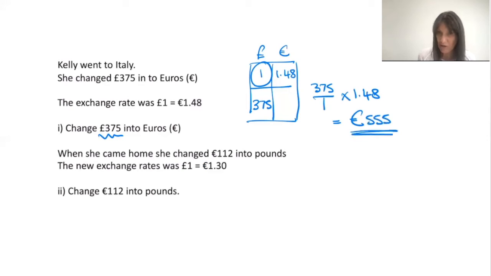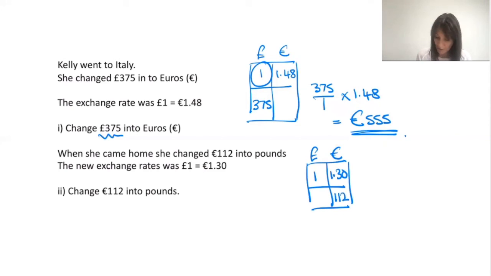555 euros. Now, when she came home, she changed 112 euros into pounds, and there's a new exchange rate. So we've got to make sure that we use the new one and we don't accidentally link back to the old one. 112 this time is going into my euros column. There's my track number. And again, technically makes no difference. I think it's wise to show it.